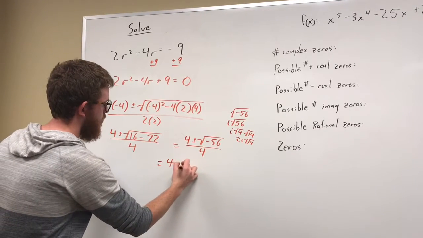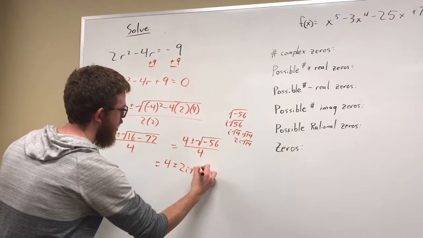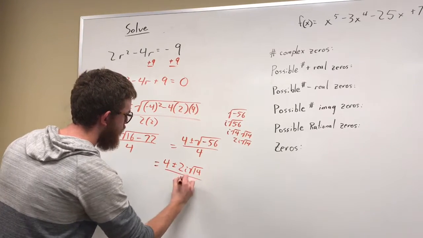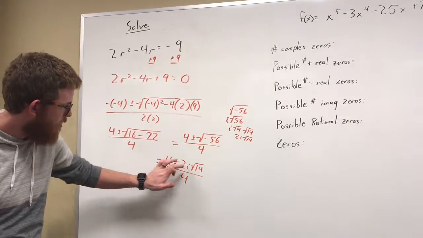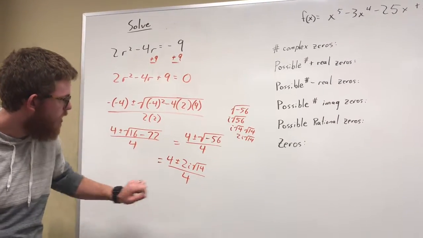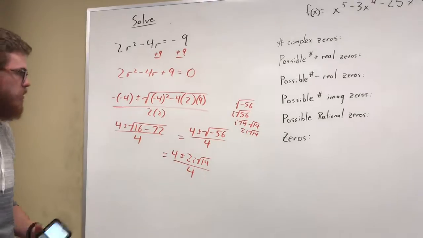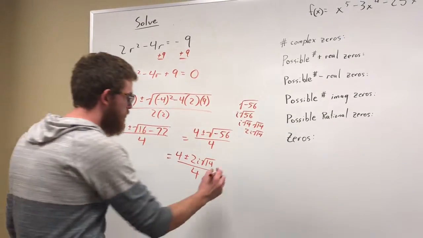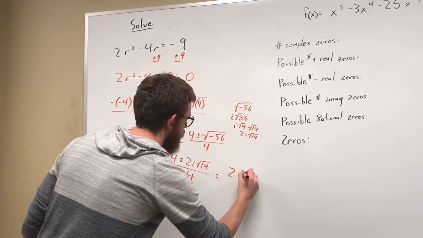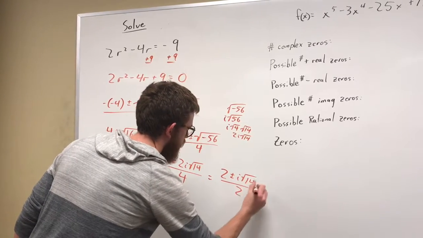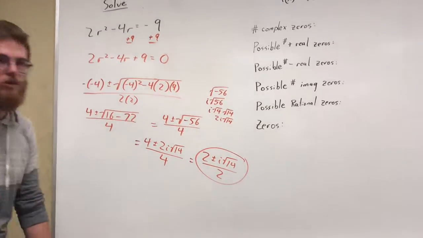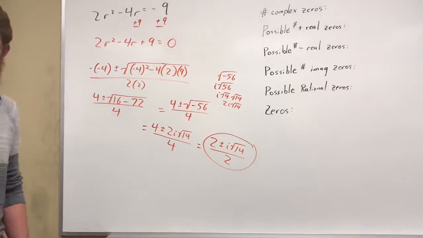This is 4 plus or minus 2i root 14 over 4. And we can reduce this. We have all of our coefficients on the top, and our number on the bottom can all be divided by 2. So this is 2 plus or minus 1i root 14 over 2. And you can just leave it like that.